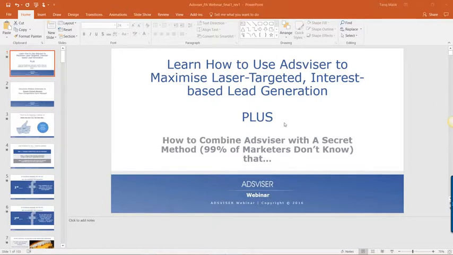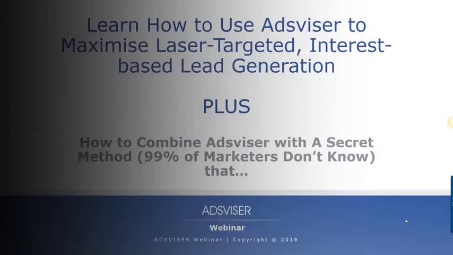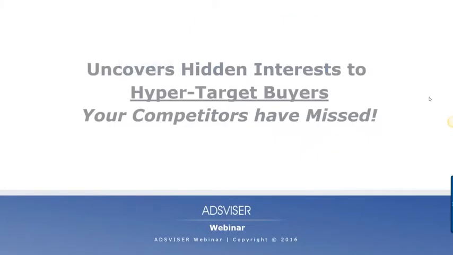Plus, we're going to show you how you can combine Adsviser with a secret method that only 99% of marketers do not know at the moment. There's the 1% that do know, and we want to make sure that you're the 1%. I'm just going to maximize my slides here so that everyone can see. That will allow you to uncover hidden interests where you can hyper-target buyers as well. The method we're going to give you, you'll be able to adopt straight away into your campaigns as soon as this finishes.